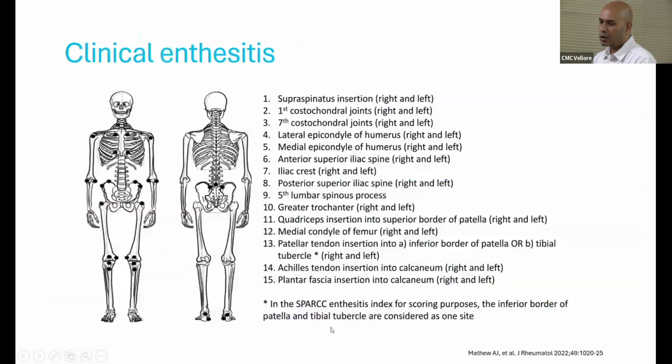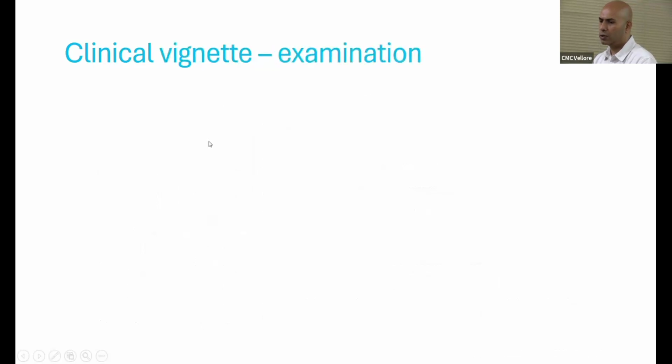So this is a combination of all the 29 sites. I wouldn't really encourage you to do all 29, but certainly you can do 13 for axial spondyloarthritis because that is what really counts. That is the first costochondral, the seventh costochondral, the supraspinatus. You need to have the iliac crest, the ASIS, the PSIS, the fifth lumbar spinous process. So there are 13 sites for MASES. At least that, if you do, should be good enough.